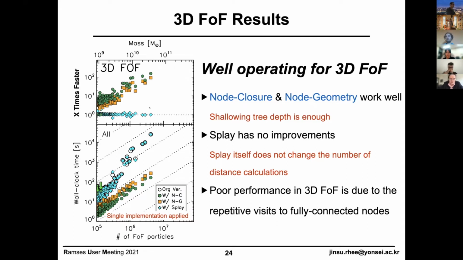For the 3D FoF result with node closure or node geometry, the performance is impressively updated, being about 100 times faster than before. Yet SPLAY operation, shown with these points here, shows no improvement at all, because the single implementation of SPLAY does not affect the number of distance calculations required. Thus, considering that a single implementation of node closure or node geometry has significant performance improvement, the origin of poor performance for the 3D FoF search is due to repetitive visits to already fully connected nodes.